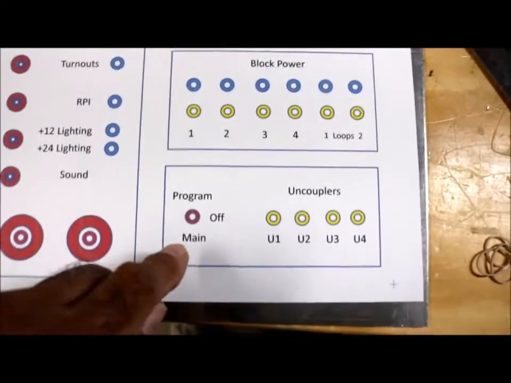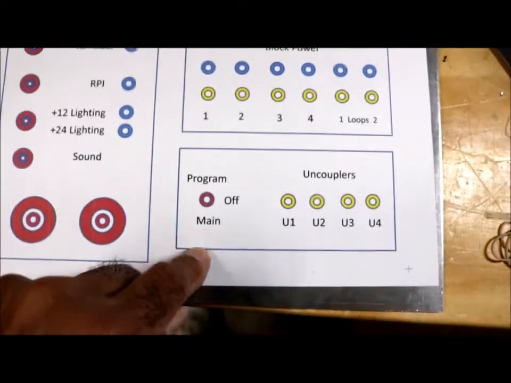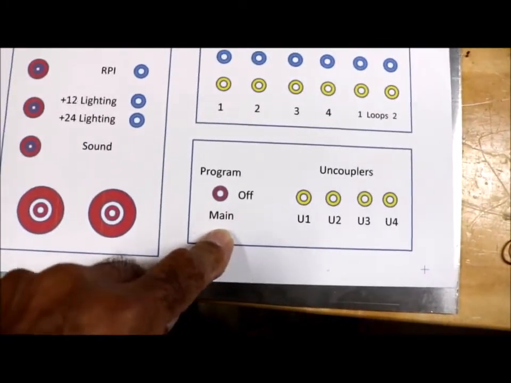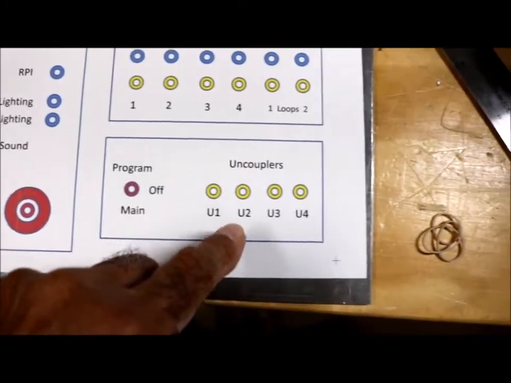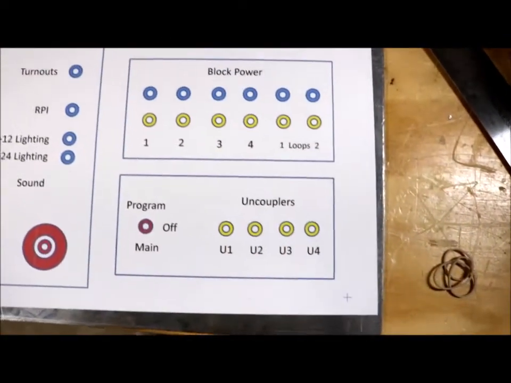Then I have my switch for the program track, off or on, to convert that track to a main circuit, so it's the same as a main. And then I have a couple of uncouplers. I only have two, but I put two more for expansion.